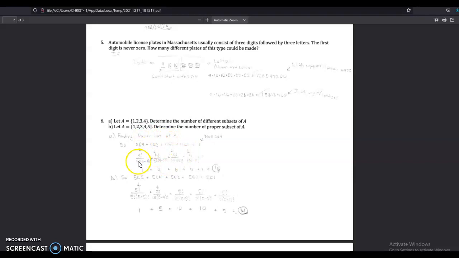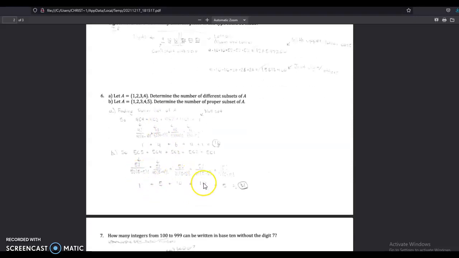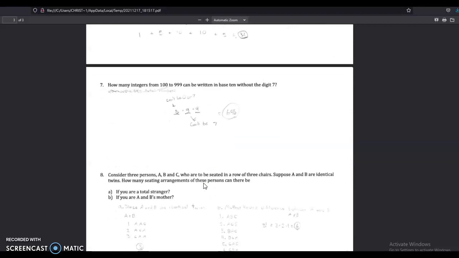Sorry. This will yield 1. This will yield 4, 6, 4, 1. So we have 16 in total. For B, we just basically increase it to 5. Determine the number of proper subsets of A. Same thing, just increase it to 5. We get 31 as a number.